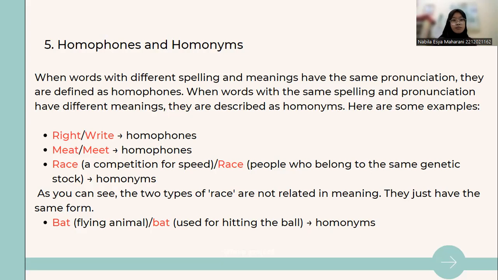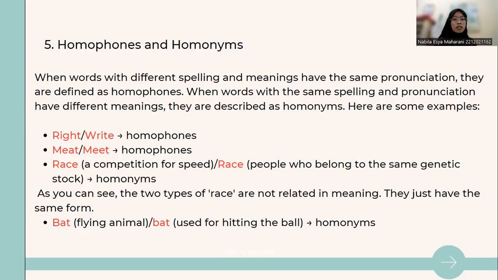Here are some examples. The first example, right and write, is called homophones. Second, meat and meet is an example of homophones. Race, a competition for speed, and race, a people who belong to the same genetic stock, is called homonyms. As you can see, the two types of race are not related in meaning. They just have the same form.